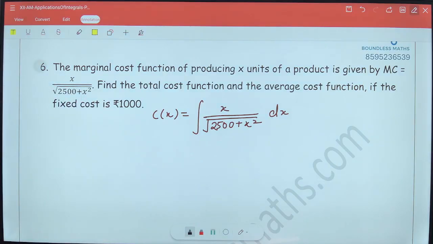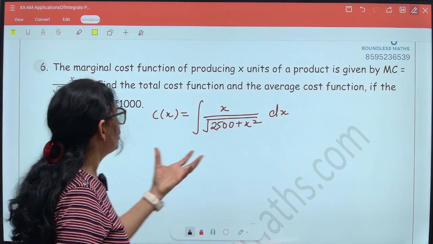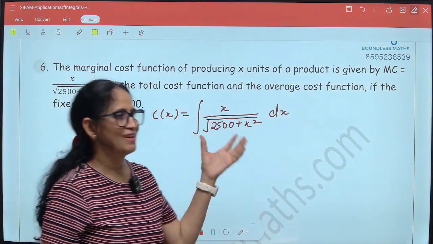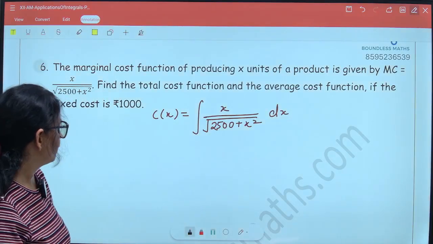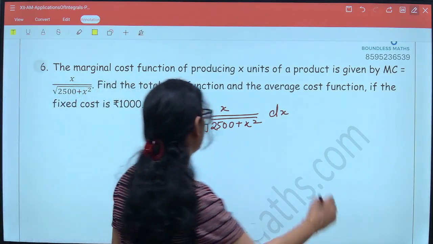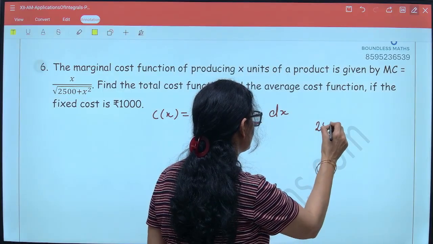Now here in this case the numerator is a variable, it is not a constant. If it was a constant, we could have done it the way we have done earlier. Now here, because the numerator is a variable, we need to figure out what pattern the question has and what method we should use here. So here in this question we need to use substitution.